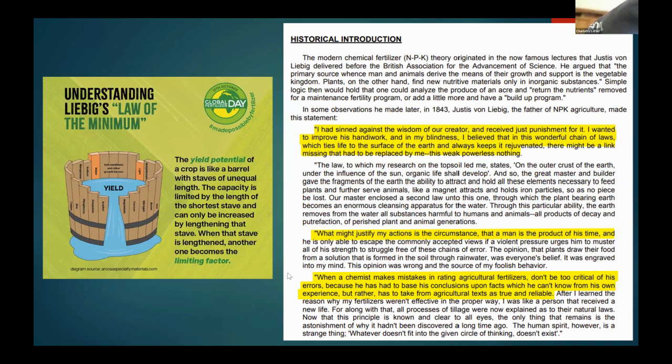So he himself came out with this introduction to this story in 1843 from the University of Sciences, talking about how he realized how big of a mistake this theory was. And I like this little comment he makes here, talking about chemists and when they make mistakes in rating agriculture fertilizers: don't be too critical of these errors, because he's based his conclusions upon facts which he can't know from his own experience, but rather has taken from agricultural text, beginning to believe that those may have been true and reliable.